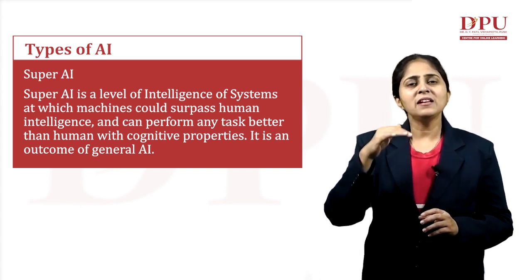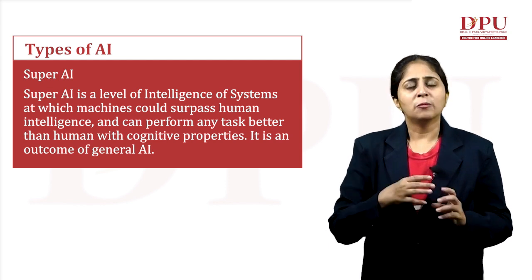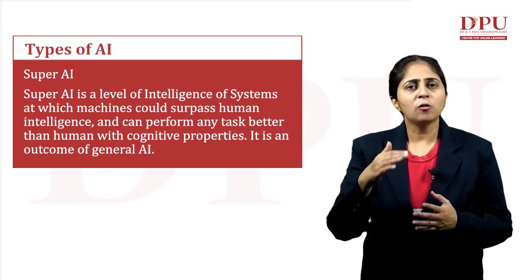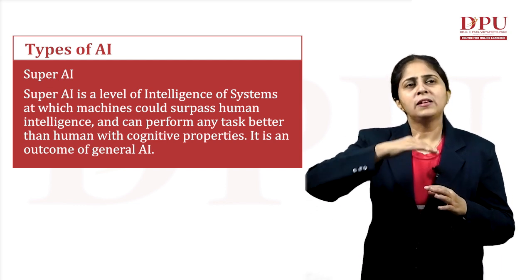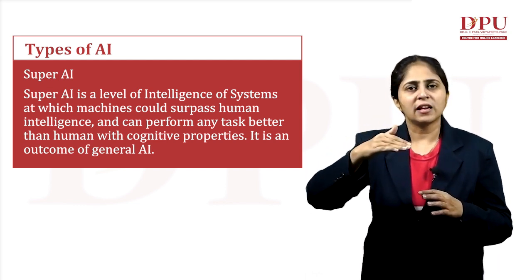So these are the basic three types of AI. The very first one is the narrow or the weak AI. After working on this area, we reach the next level, which is the general AI.